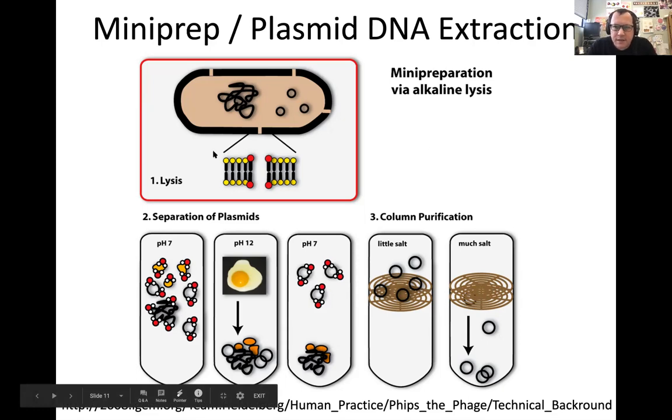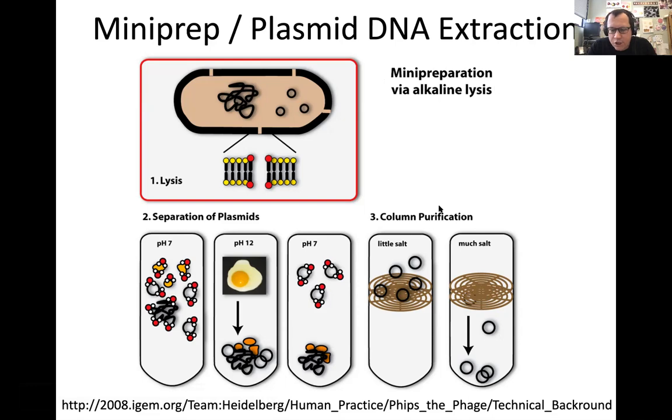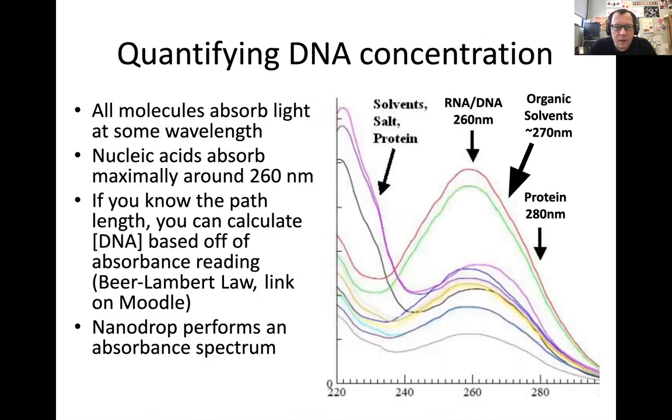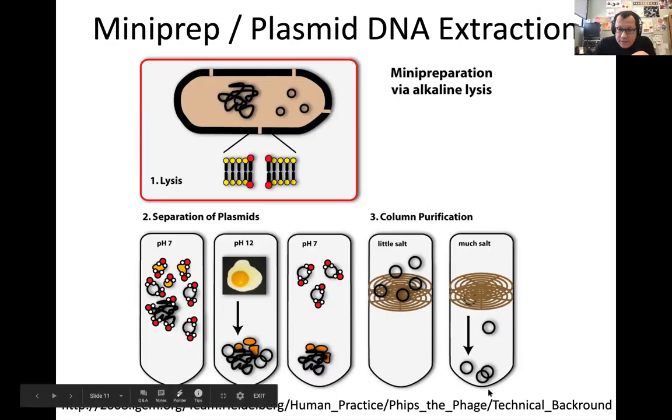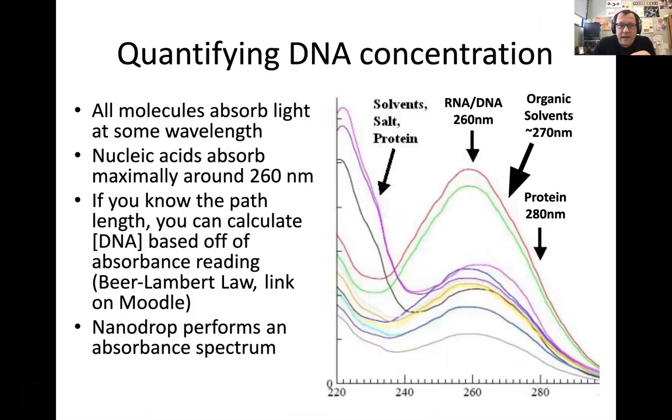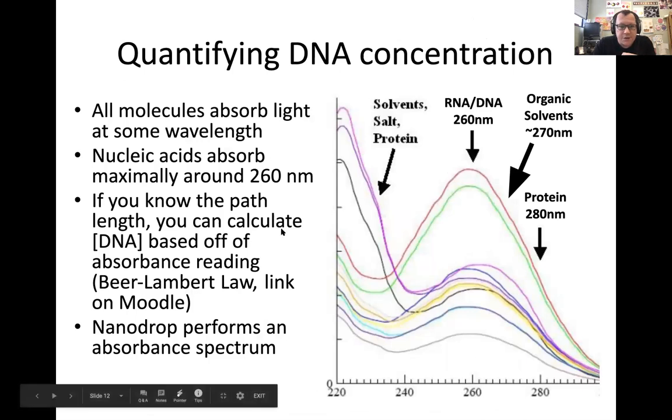And so this process is called a mini prep or a mini preparation. There are different scales. We use about 3 milliliters of bacteria. You can use liters of bacteria. And the name for that changes depending on how big your prep is. And so these 3 milliliter, 6 milliliter preps are called mini preps. And so then once we have our DNA, theoretically, we should have some nice clean plasmid DNA in solution all by itself. We need to quantify our DNA concentration.